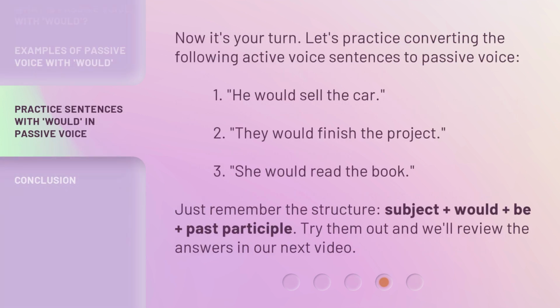Now it's your turn. Let's practice converting the following active voice sentences to passive voice. 1. He would sell the car. 2. They would finish the project. 3. She would read the book. Just remember the structure: subject plus would plus be plus past participle. Try them out and we'll review the answers in our next video.